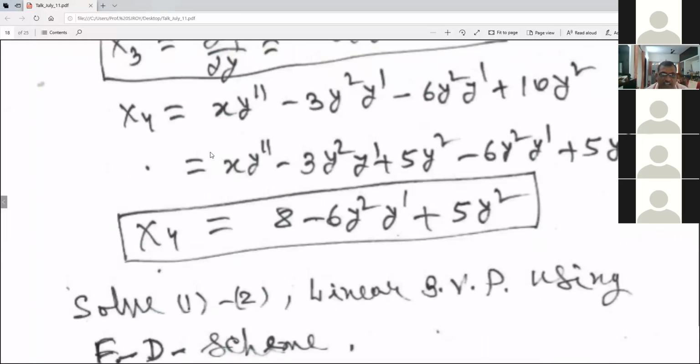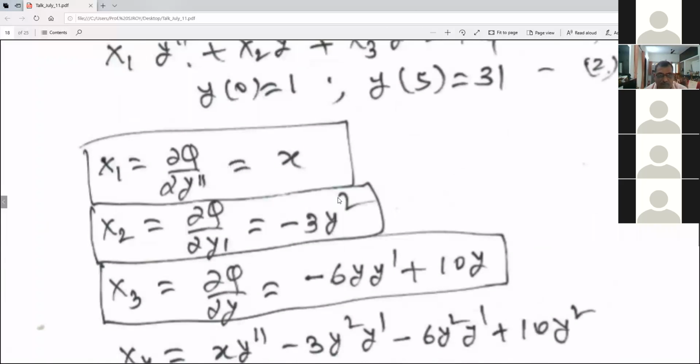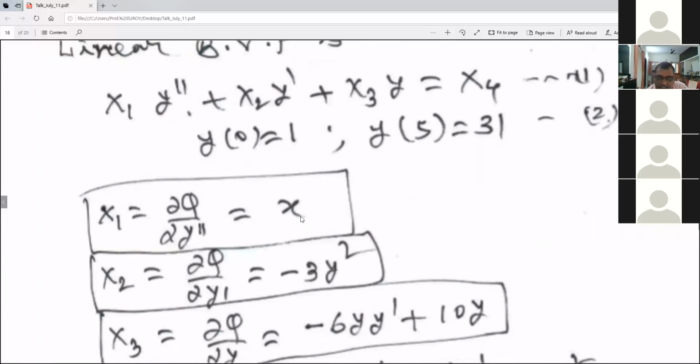Now this is a linear problem. This problem is linear where the coefficients are these. Now you see, the interesting thing is that the coefficients are not constant for a fixed x and y. So how do you get the 0th iteration? For the 0th iteration, you have to find a solution which satisfies only these two conditions. You have to give some function of x such that y at 0 is 1, y at 5 is 31. Okay, what is that function?